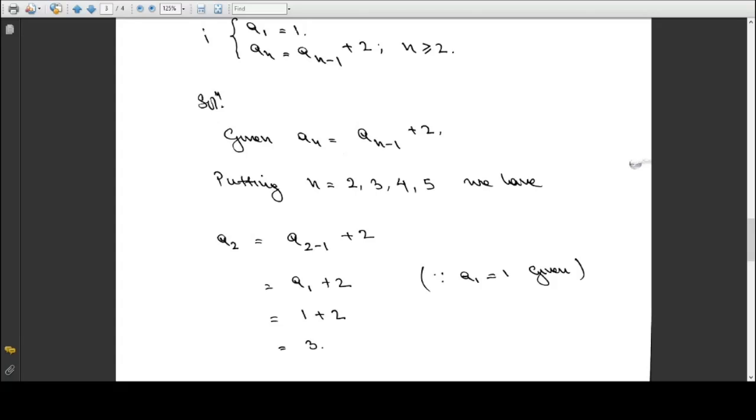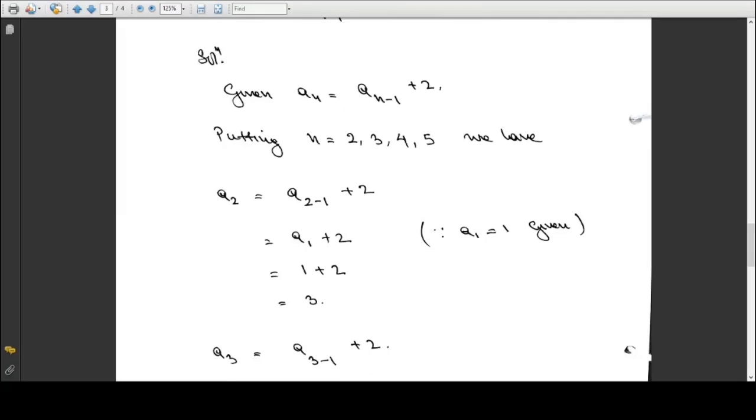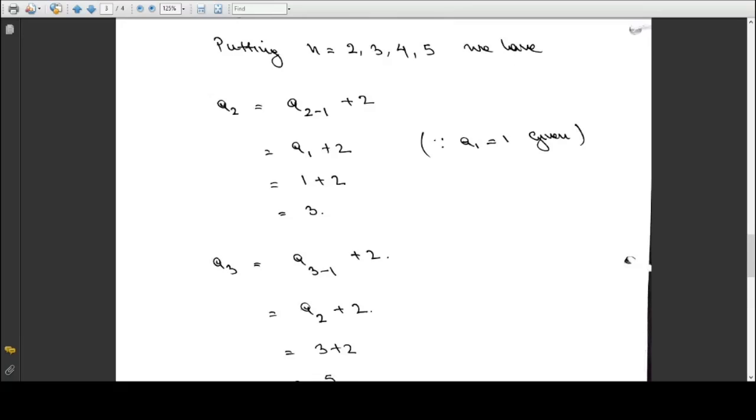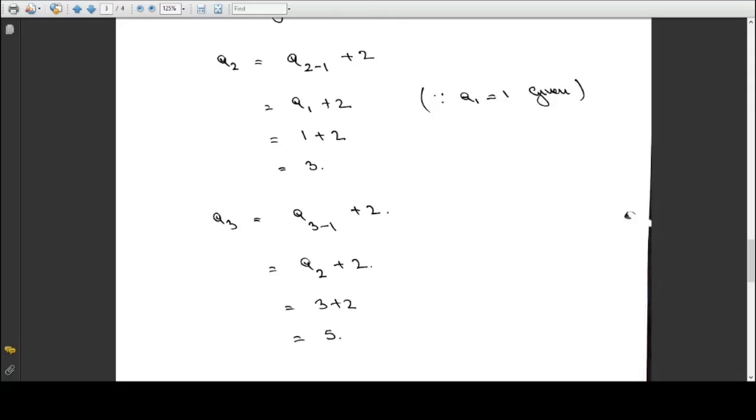Okay, now the next, putting n equal to the next number 3, a3 will be a(3-1) plus 2. a(3-1) is a2 plus 2. Now what is a2? a2 we have just calculated, it is 3. Therefore instead of a2 we will put this 3, plus 2 will give us 5.